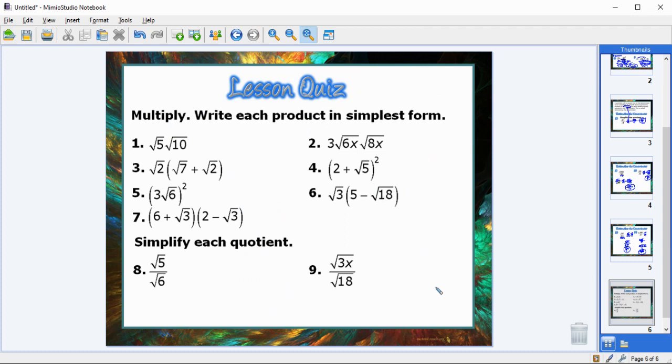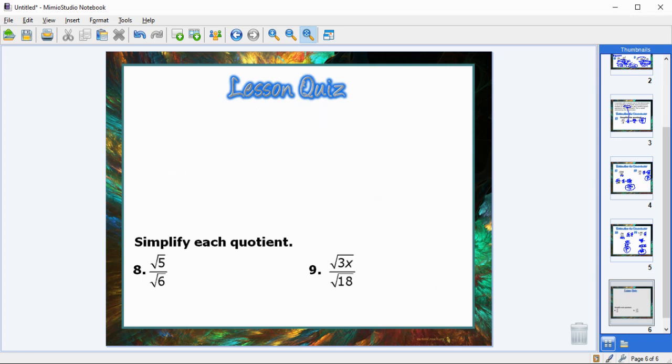All right, there's a few more for you to try. I'm going to specifically do the last two problems. All right, so root 5 over root 6. I need to get rid of the root 6, so I'm going to multiply by root 6 over root 6. Up top, I have root 30, and the denominator is the square root of 36, which is just 6.